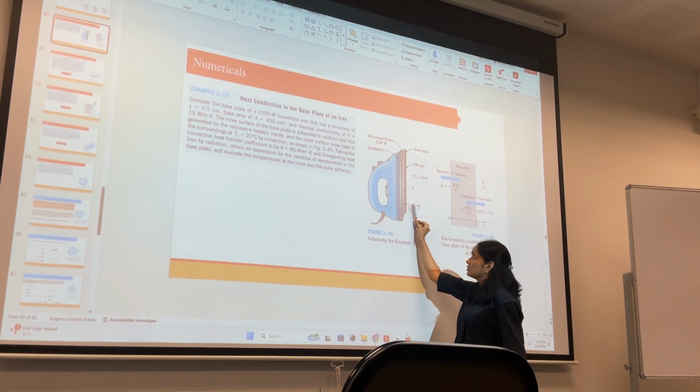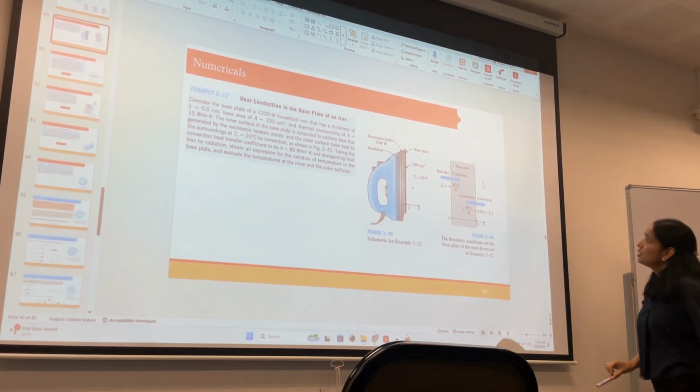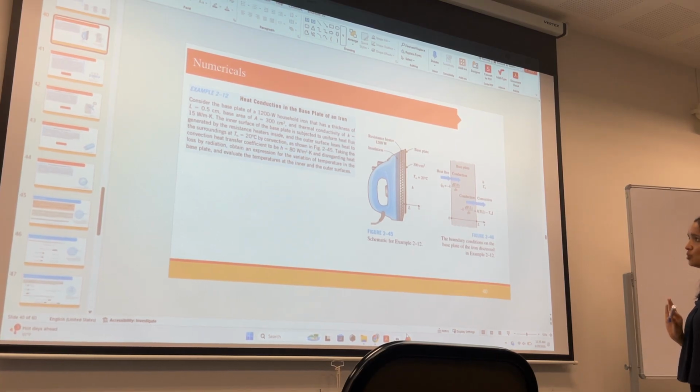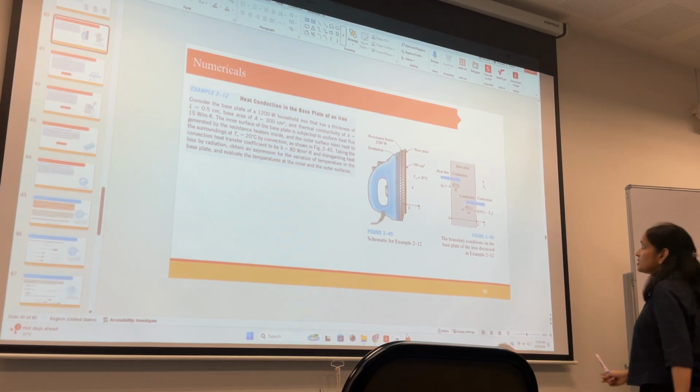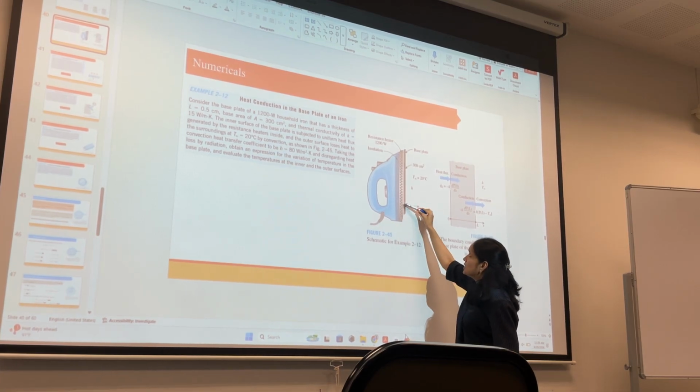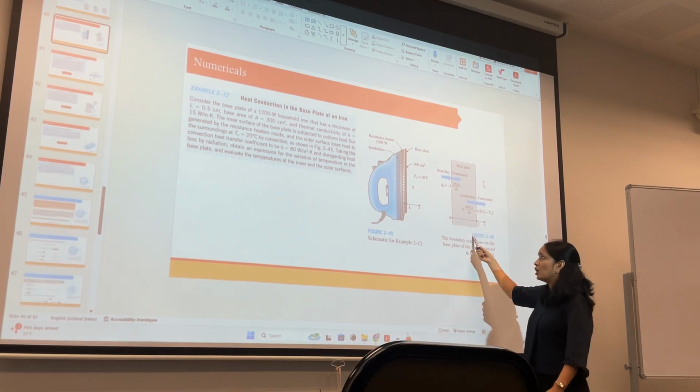This loses heat by convection. The convection heat transfer coefficient is given. Disregarding heat loss by radiation, no radiation. Obtain an expression for the variation of temperature. Variation of temperature means we have to use first the differential equation and find a solution only for this condition. Obtain an expression for the variation of temperature in the base plate and evaluate the temperature of the inner and outer surface. So we have to find the temperature of the inner and outer surface. This side, this side. So this plate can be assumed as A1.